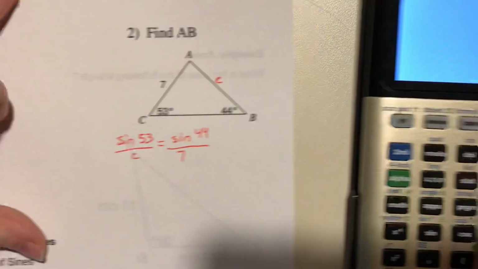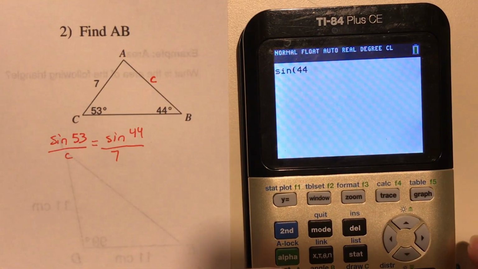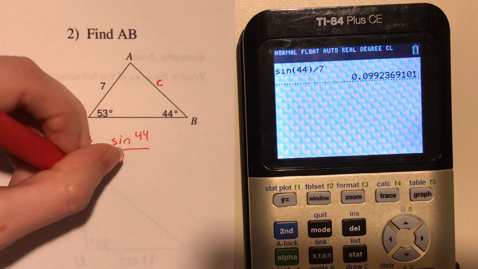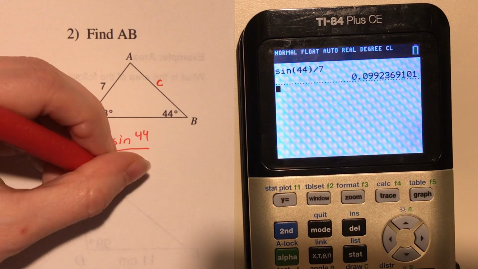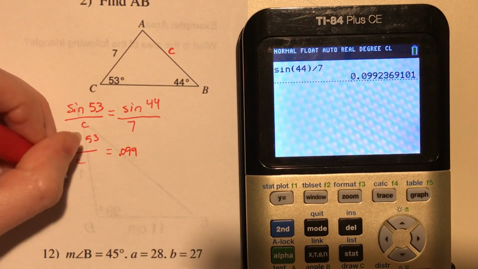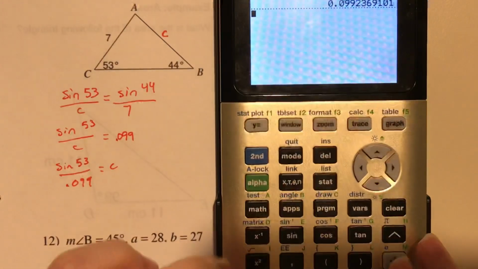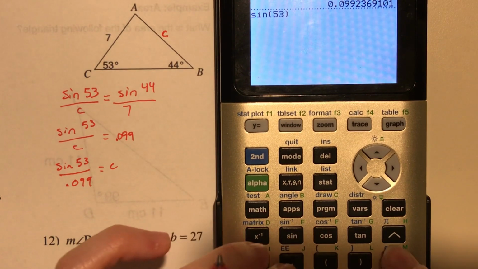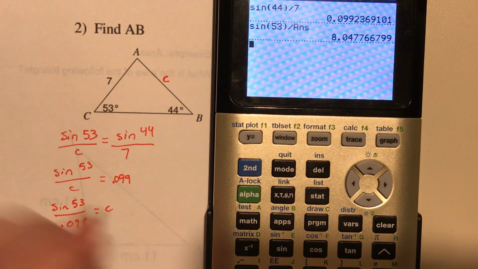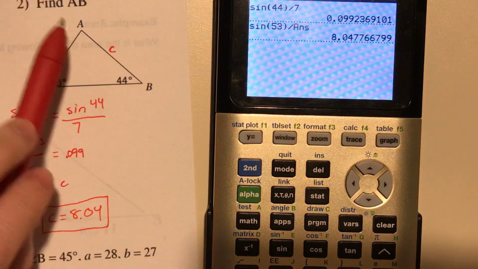Right? And once again on your calculator, you can figure out the sine of 44. Close your parentheses, divided by 7, and we get the sine of 53 over c equals 0.099. And once again, same solving process as before. Essentially, we're doing the sine of 53 divided by 0.099 to get c. So we'll say sine of 53 divided by second answer on the calculator, so we can use that whole decimal, and we get 8.04. So c is equal to 8.04. And once again, side C is side AB.